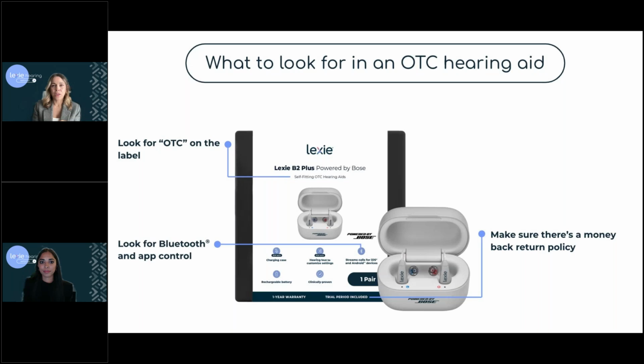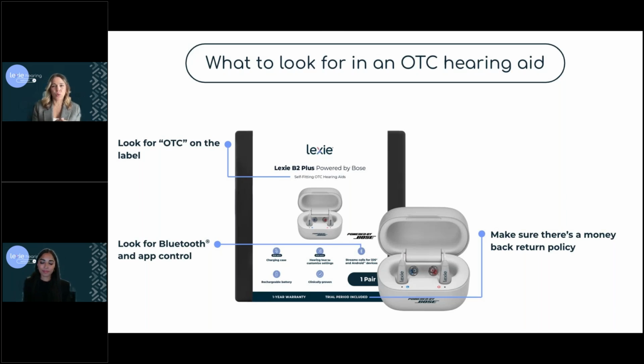Okay. Look for Bluetooth and app control, since this means you would be able to control the hearing aids using your phone. So instead of having to use the buttons behind the device or on the device, you can control it from your phone. You can adjust the volume, adjust the settings.